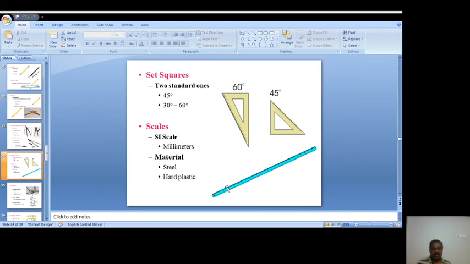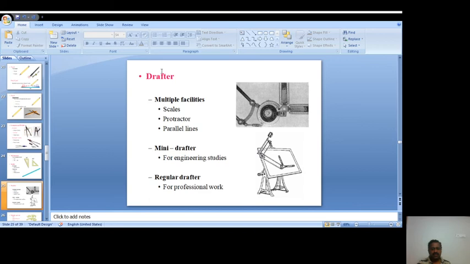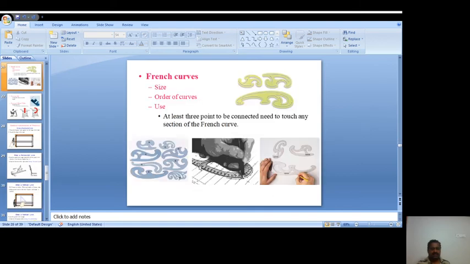Some scales are made of steel or hard plastic, normally marked in millimeters and centimeters. The drafter is a very large drafting machine. In previous days, all the industries used this kind of drafter. There is a big table, and in front of the table the designer would stand. He used to draw the drawing for any component, even for a month or 6 months. Nowadays, college students use a mini drafter for drawings. These things are being replaced by the computer today. We can use a computer to draw the drawing, and you can get the 3D model also.